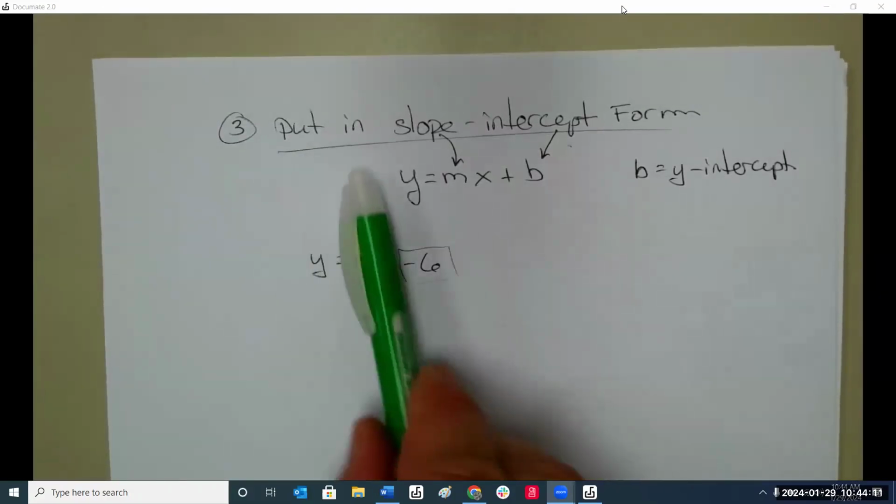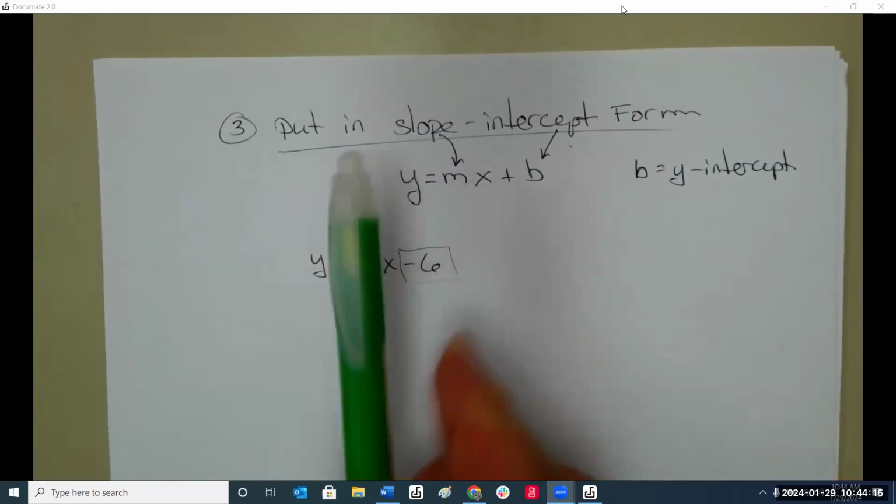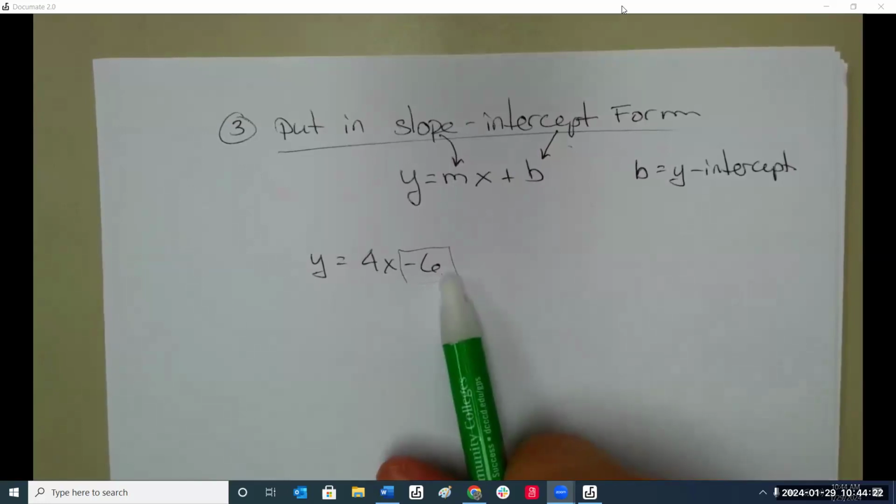Because if x is 0, that disappears. All we have left is y equals -6. So the constant number, when you have y by itself, the constant is always the y-intercept. If there's no constant, what is it?